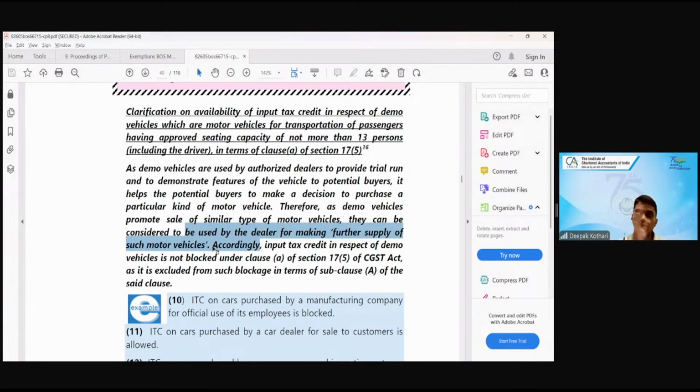One exception under motor vehicles, we saw, is that anything which is purchased by a person who is buying and selling such motor vehicles as stock in trade, then he can get the credit. Now, demo vehicles are also for such purpose, that is for making further supply of such motor vehicles. Not the same motor vehicle, but such motor vehicles. मतलब एक डेमो कार है Hyundai i10, उसी की तरह दूसरी कार बेचने के लिए आपको डेमो रखनी पड़ेगी. So such similar cars are being sold because there is a demo car, right? इसीलिए the government is saying, since the exception under 17.5 says that if it is for further supply of such models, then you can get the credit. तो इसीलिए इस केस में भी आपको credit मिलेगा. Accordingly, input tax credit in respect of demo vehicles is not blocked under 17.5A and it is excluded from such blockage. तो इसका मतलब demo vehicle के ऊपर आपको credit मिलेगा.